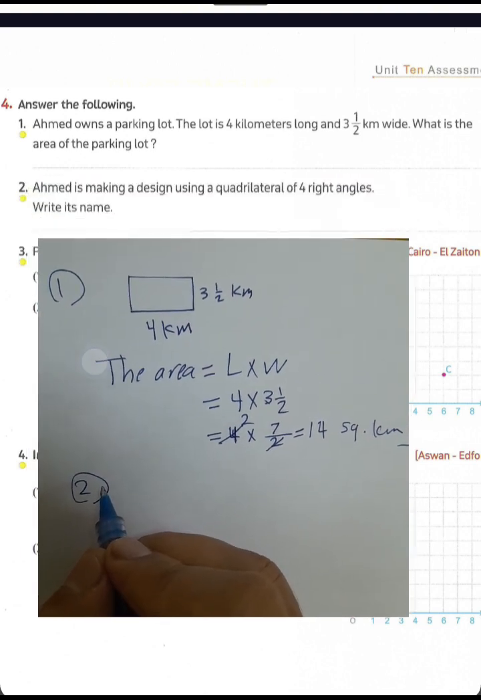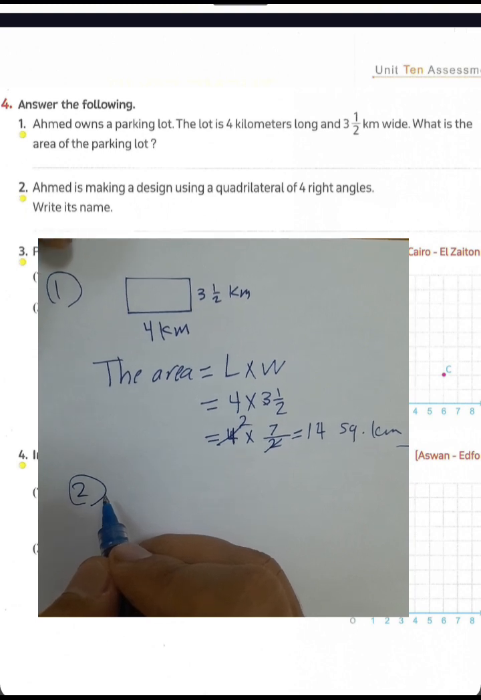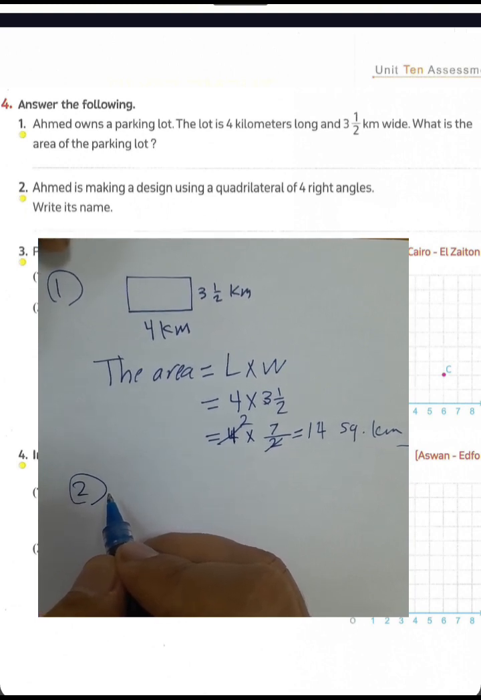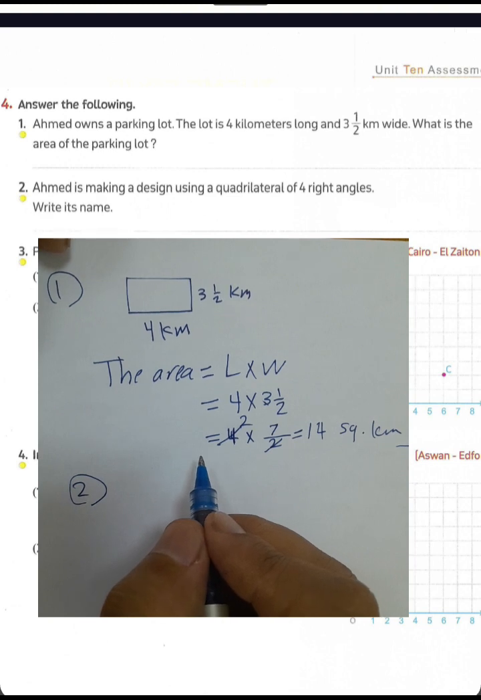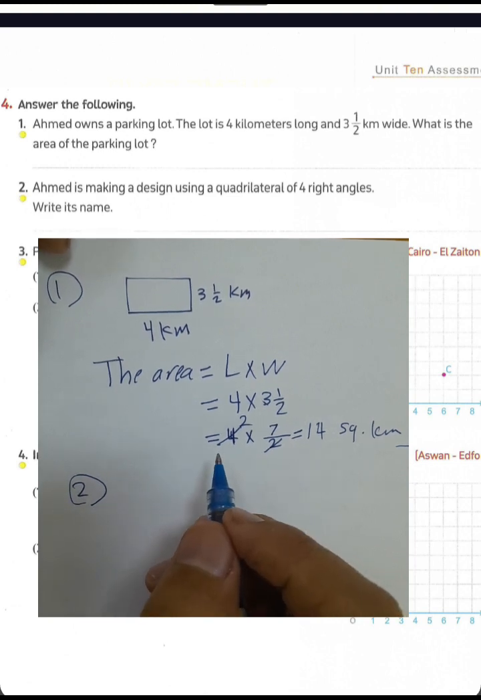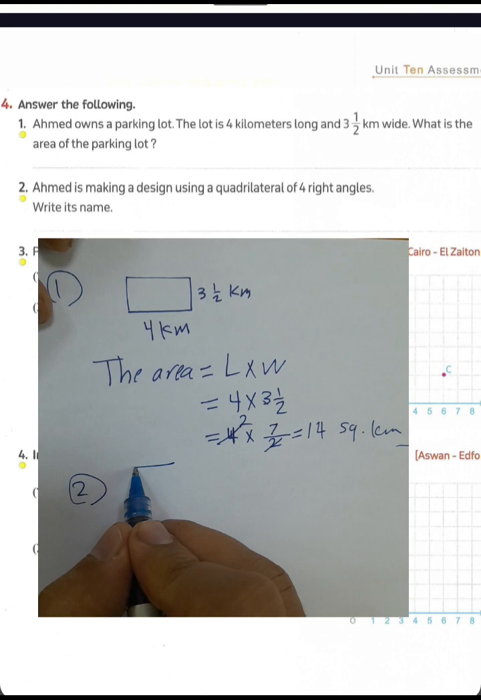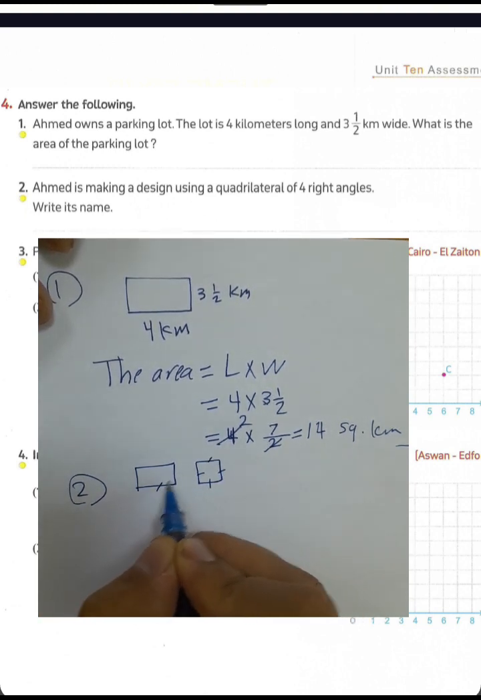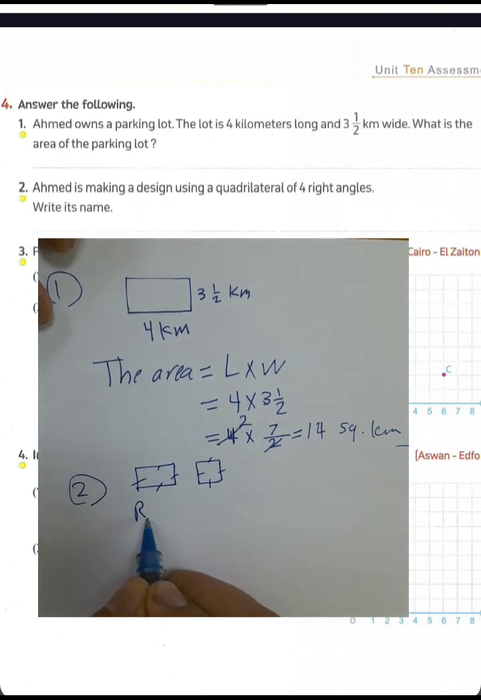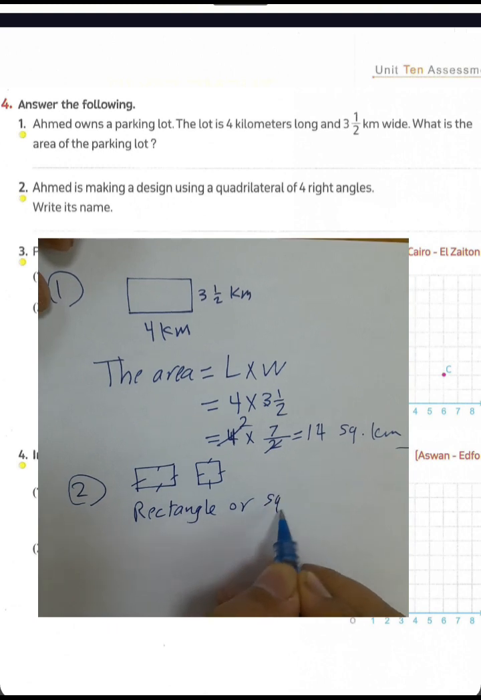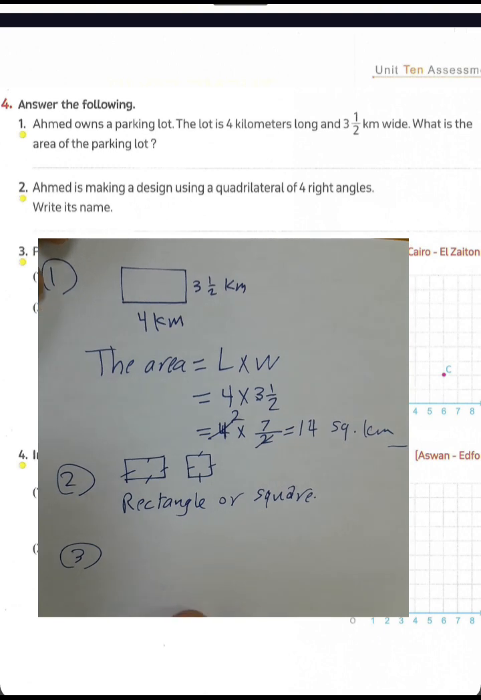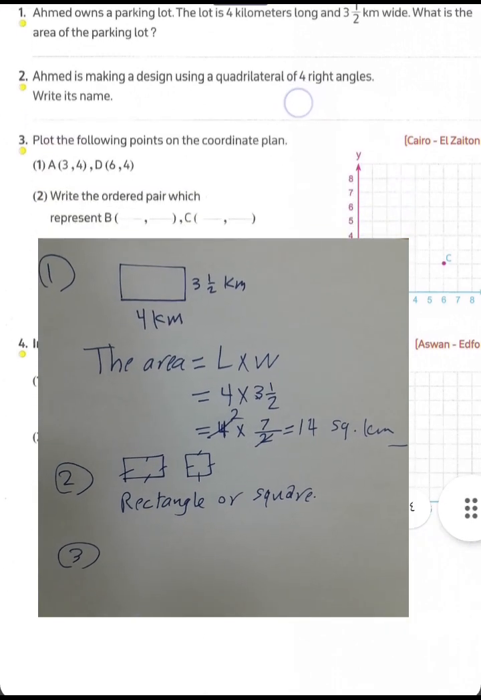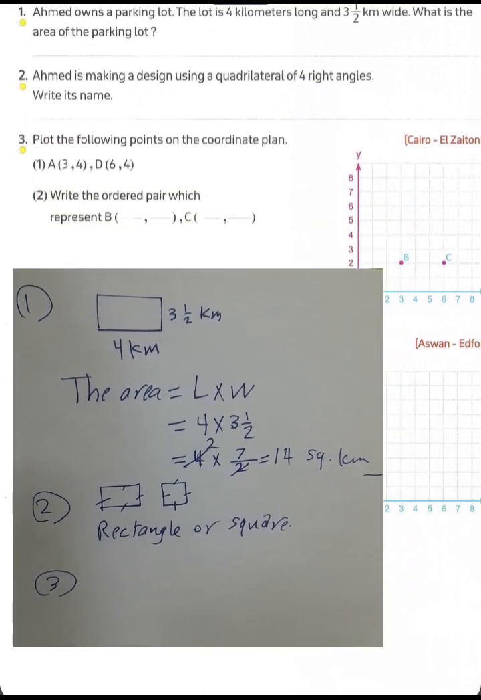Question number 2. Ahmed is making a design using a quadrilateral with 4 right angles. What is the name of it? We have 4 right angles. We can draw a rectangle or a square. 4 right angles in a square or a rectangle. We can write rectangle or square.